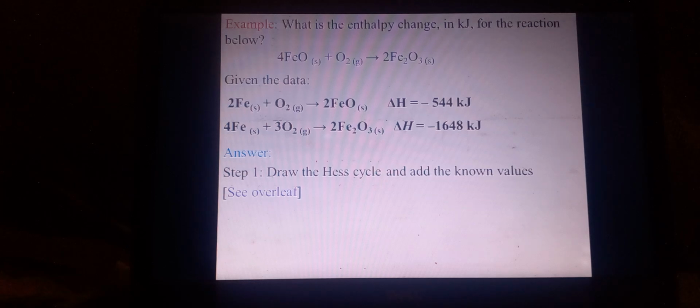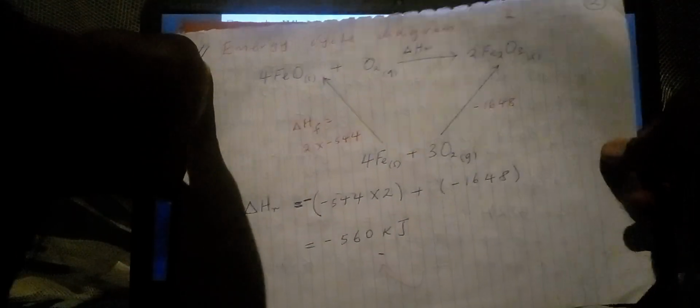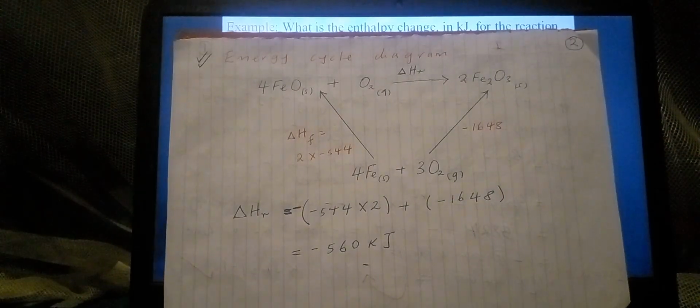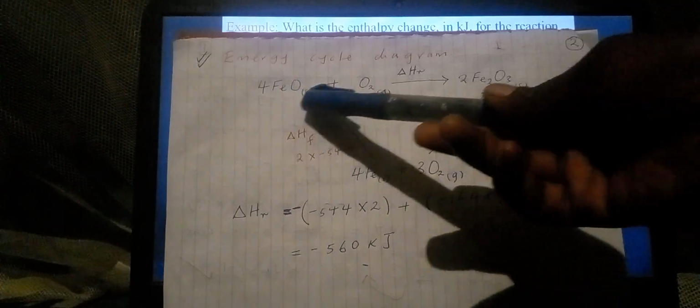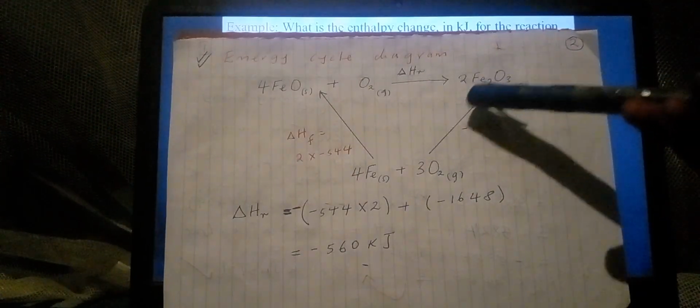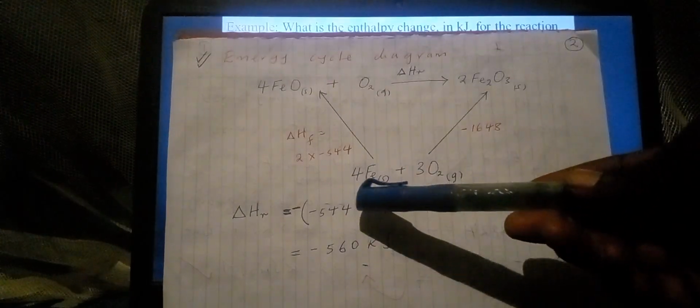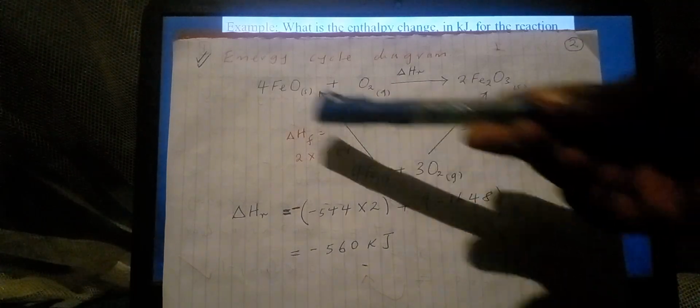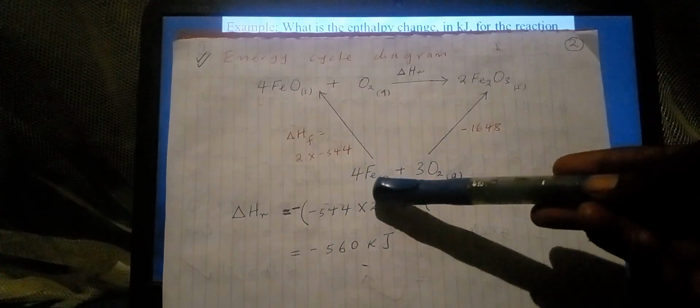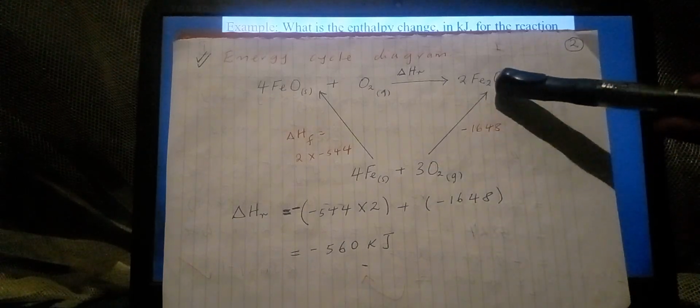So now, we are going to look at the energy cycle diagram, which links up those two equations. So this one is the energy cycle diagram. So you can see it. So we have iron 2 oxide being oxidized in air to form iron 3 oxide. Then here we have iron metal combining with oxygen to form iron 2 oxide. Then iron here combining with oxygen directly to form iron 3 oxide.